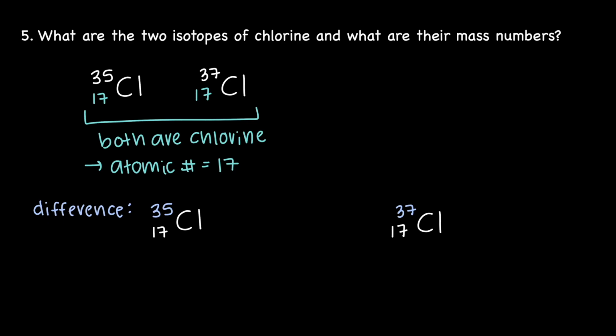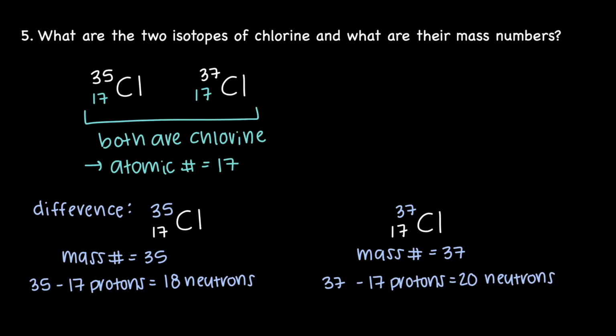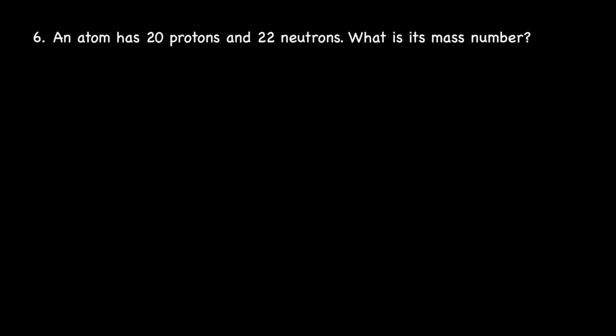Chlorine-35 has a mass number of 35. If you subtract the 17 protons, you get 18 neutrons. Chlorine-37 has a mass number of 37. Subtracting 17 protons gives you 20 neutrons. Same protons, different neutrons. Question 6.